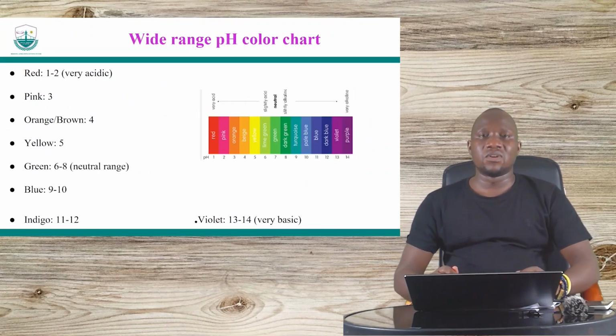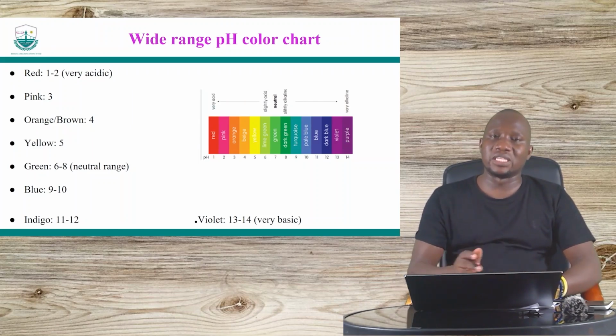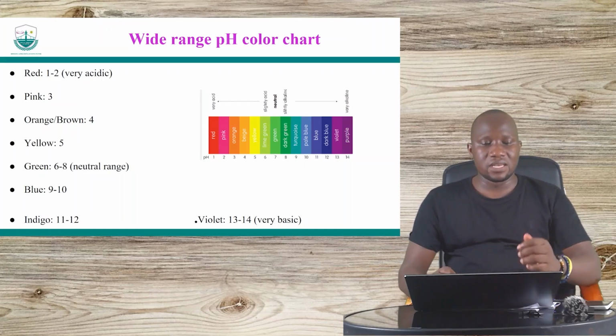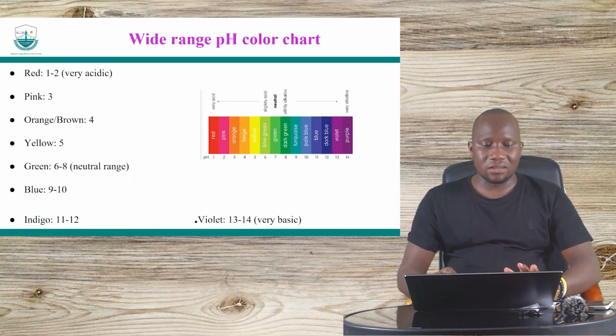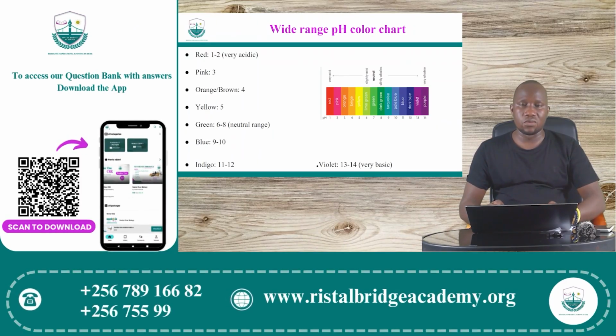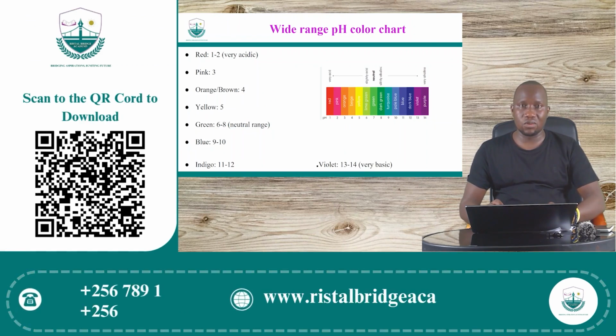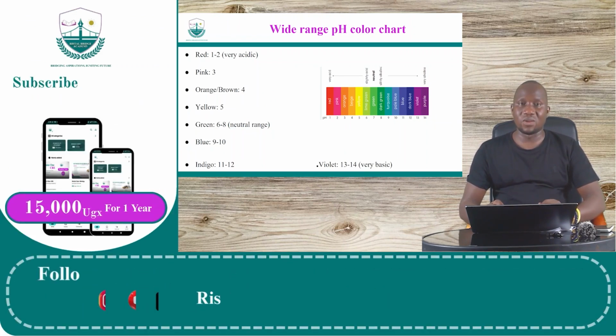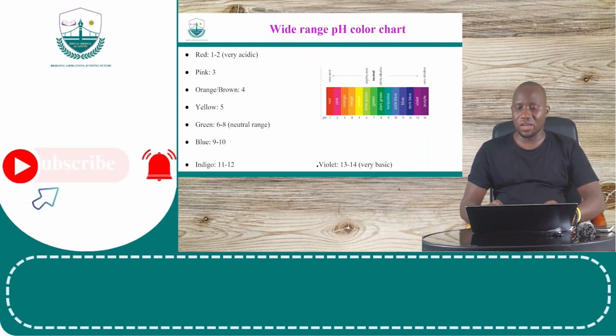So you have what you call a pH color chart. It tells you the color ranges across the different pH readings. Red is usually very acidic, followed by pink, around 3, orange-brown, around 4, yellow is 5, green is neutral, 6 to 8, and then we move to blue, 9 to 10, indigo 11 to 12, and then violet 13 to 14, very basic.